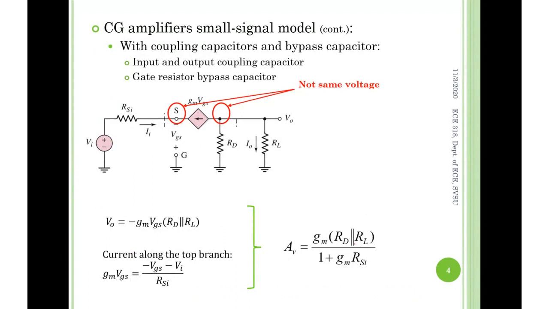This is a common gate's gain. Don't try to memorize it, okay? A common gate amplifier's gain does not necessarily equal this. It's all up to the given specific circuit. So this result is meaningless. It's not representing the generic gain for a common gate amplifier. It doesn't make any sense.